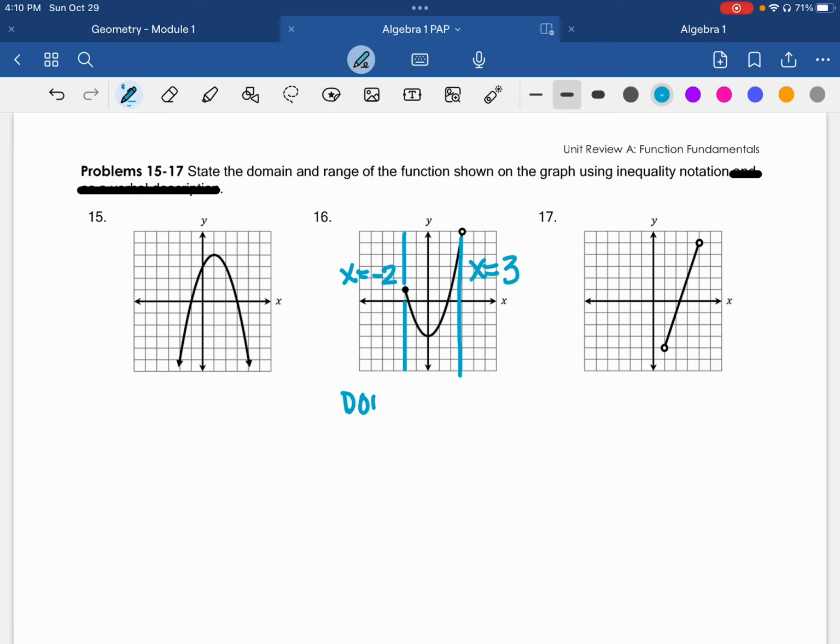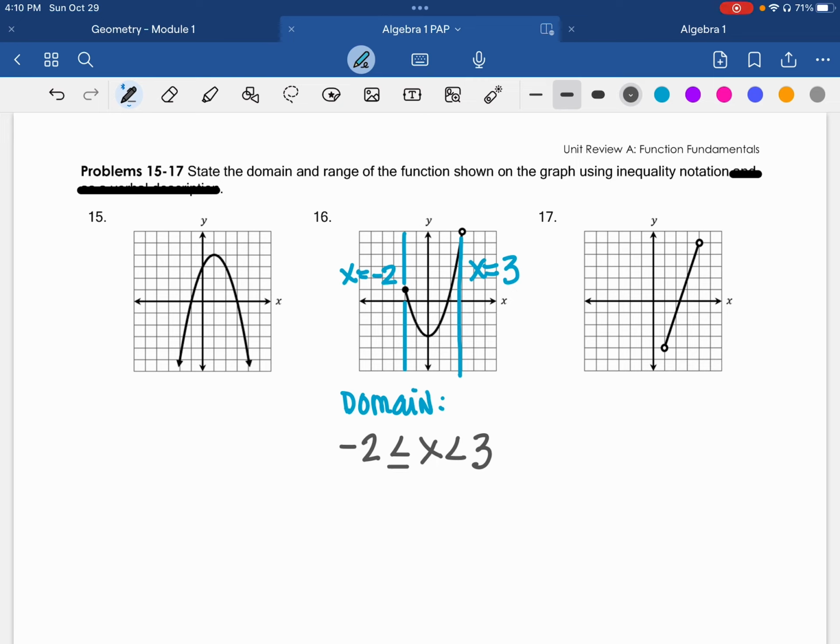Our domain then is going to be -2 less than x less than 3. Since the circle at -2 is closed, I'm going to go ahead and go back and add the or equal to part to it.